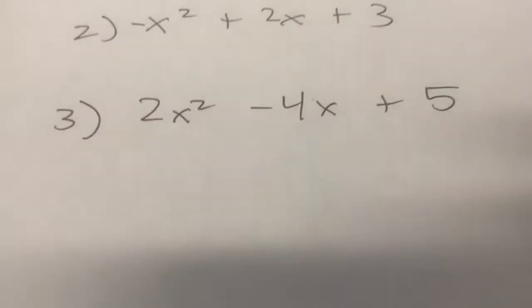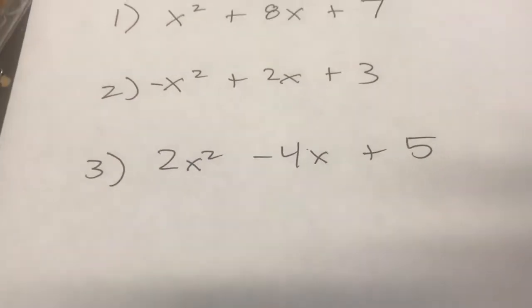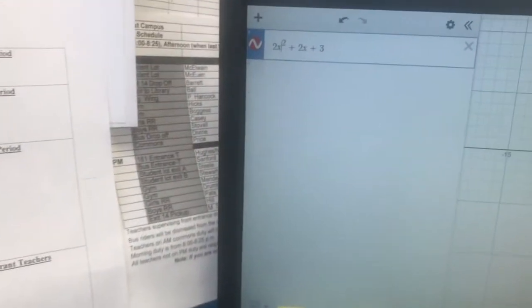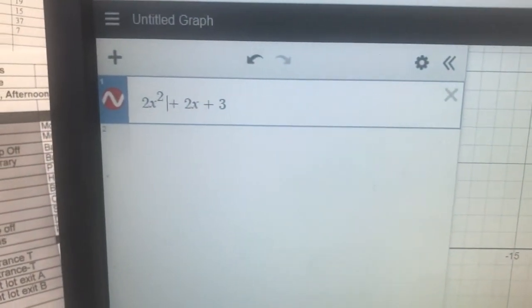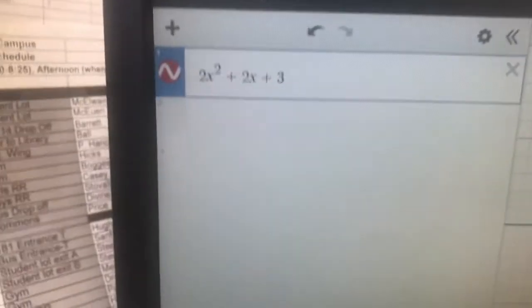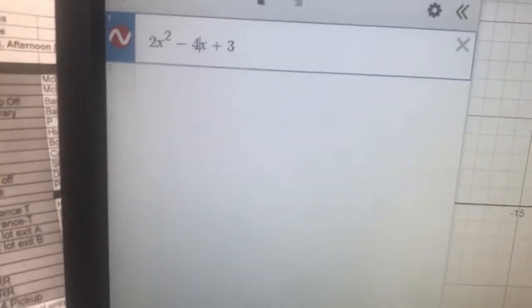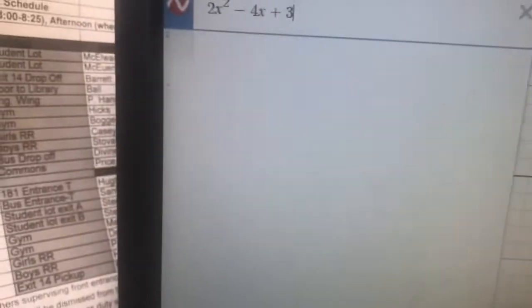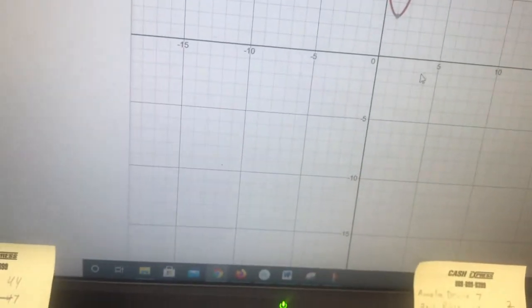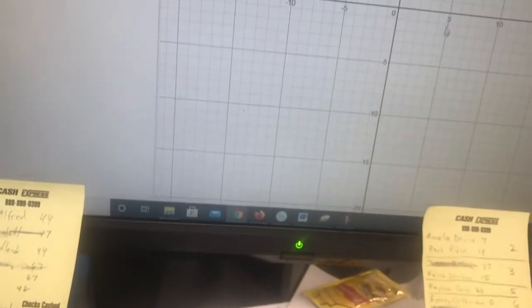There's that one. All right, one last one here. We're going to do this one: 2x squared minus 4x plus 5. All right, so let's get over here. We've got a 2x squared, and then minus 4x, and then this is plus 5. Okay, and there you go. Immediately it's on there. Now with your cursor, you can make it bigger, or you can grab it and move it down like that if you want to.